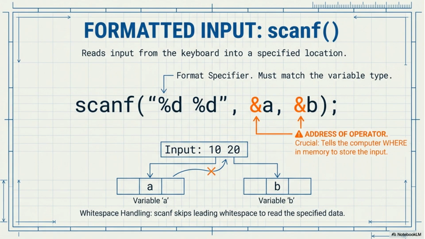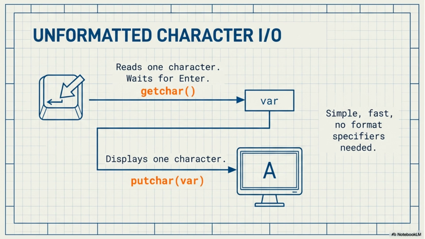Formatted input uses the scanf function to read data from the keyboard. It requires format specifiers that match the variable type and the crucial address-of operator, &, to indicate where in memory to store the input.